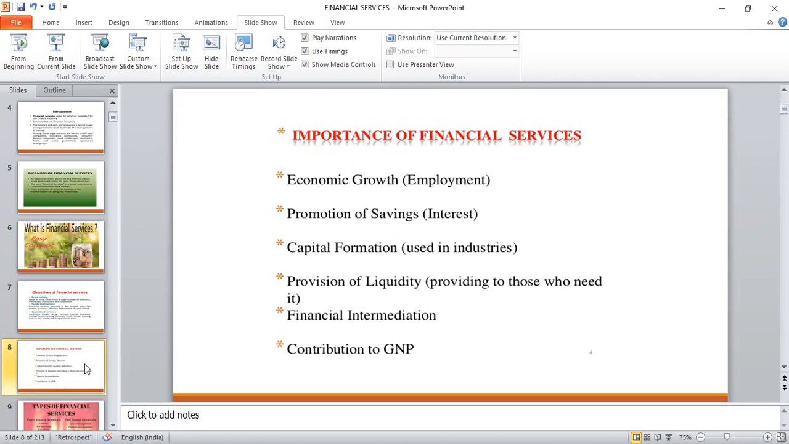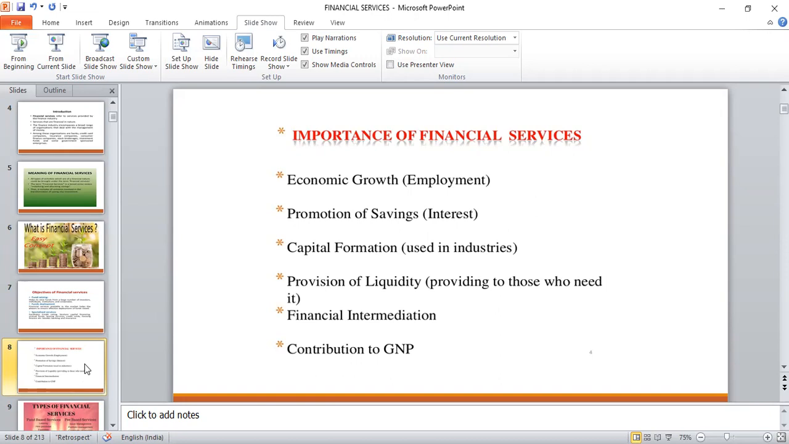So the second point is promotion of savings. How do we relate this with the financial service importance? As a part of providing financial services, we create an interest among the industries, whatever the industry may be, manufacturing industry or production industry or the MNC people, whoever it is. We promote savings or depositing interest among the people, and we increase their financing activities, right? That is the second importance.